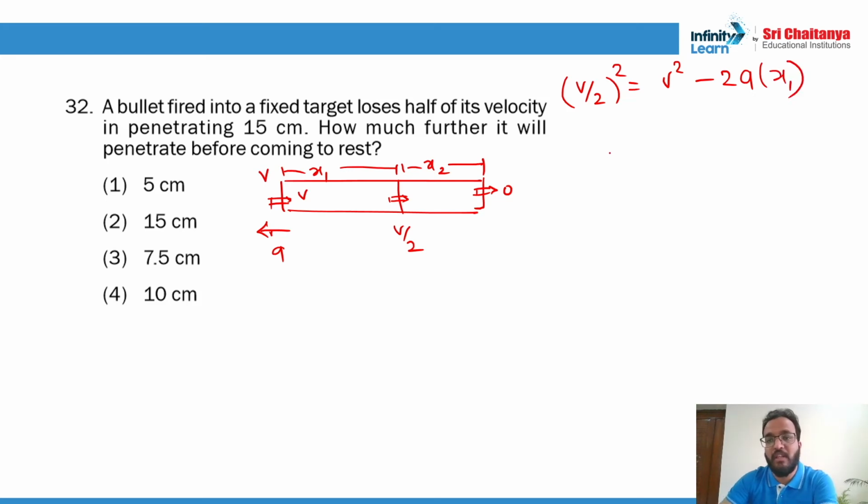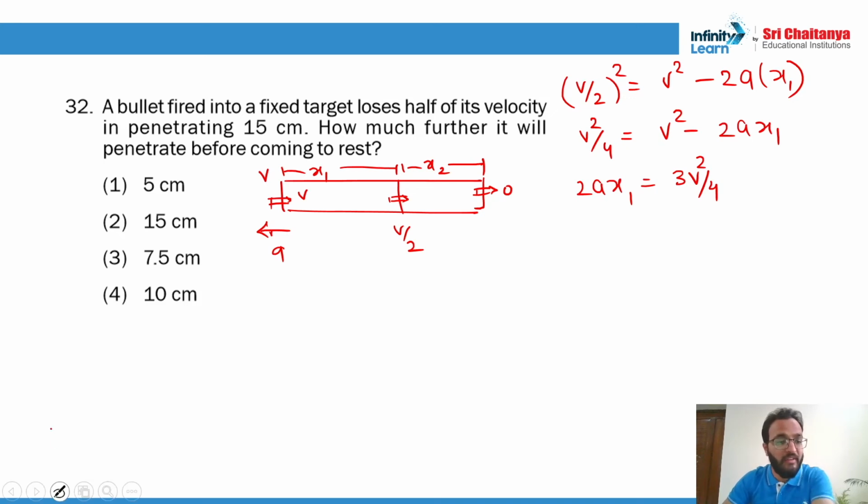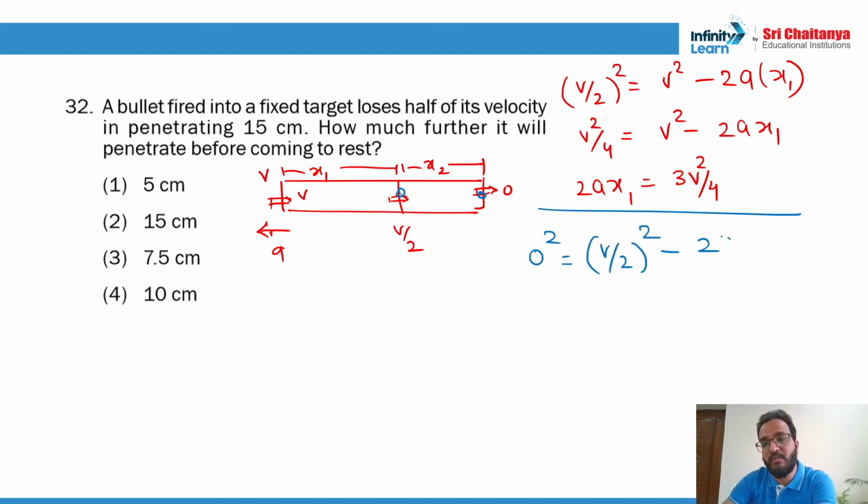into x1. So it will become v square by 4 is equal to v square minus 2ax1. So 2ax1 is 3v square by 4. Now we will apply the same equation for this journey here to here. So you will say, sir, 0 square is equal to (v by 2) whole square minus 2ax2, same retardation. So 2ax2 is equal to v square by 4.